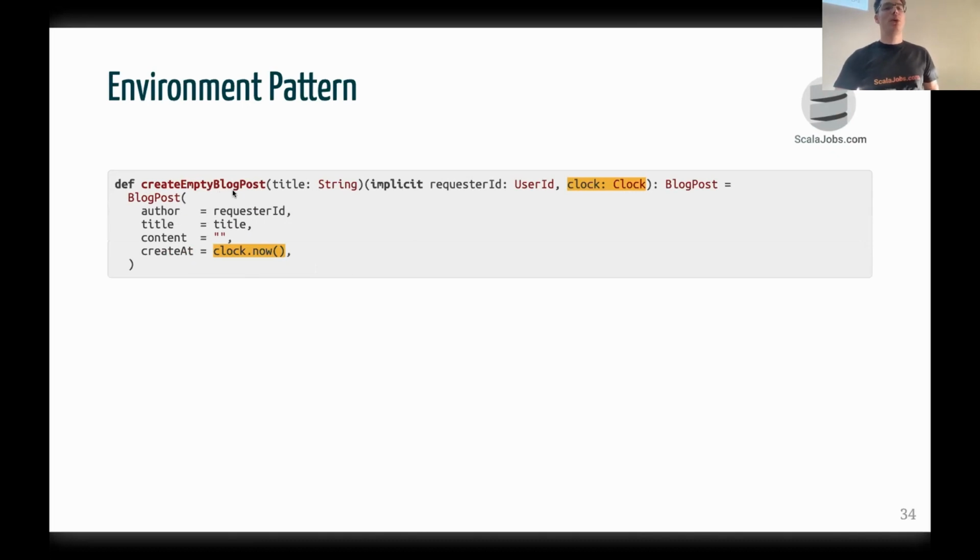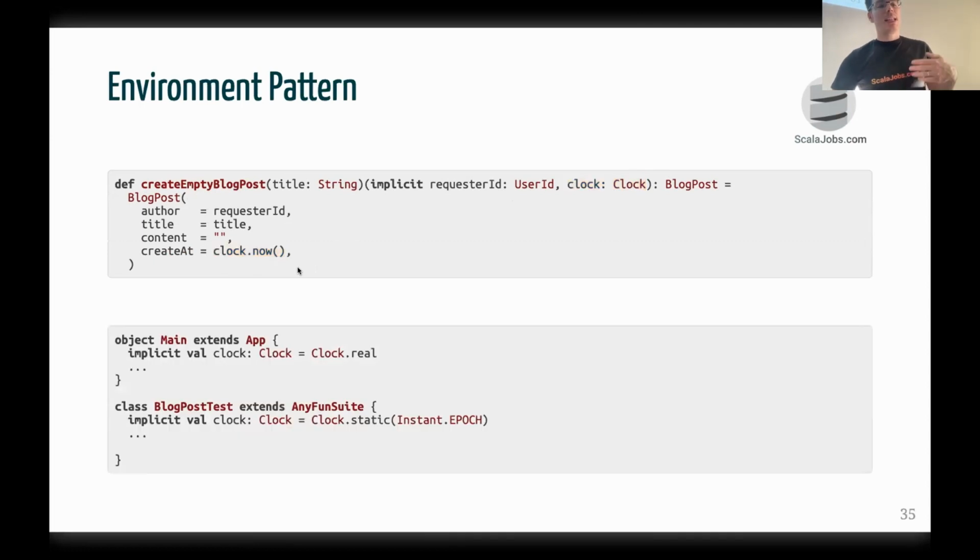Essentially, createEmptyBlogPost will take two implicit parameters: the requester ID that we've seen before, and the clock. And when you do clock.now instead of Instant.now. And in the main of your application, you're going to say, within my production code, I want to use a real clock. And within my test, I want to use a static clock.